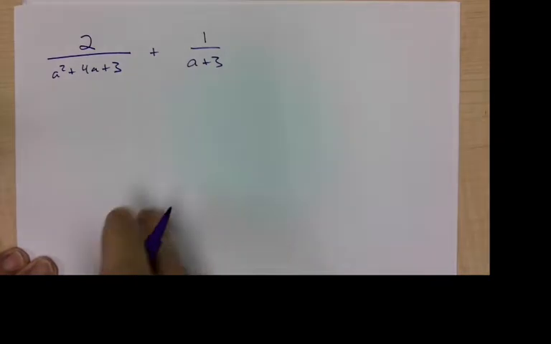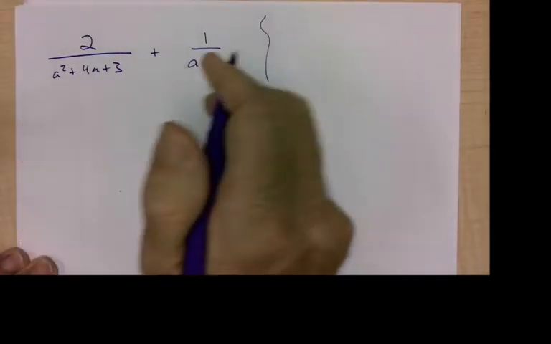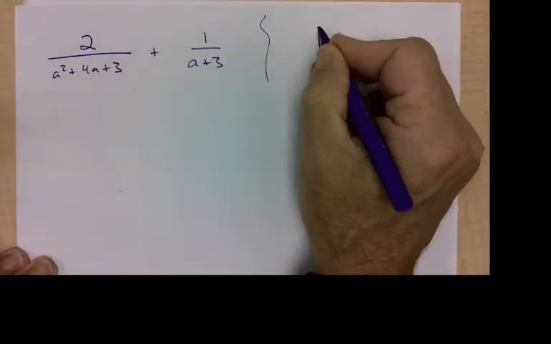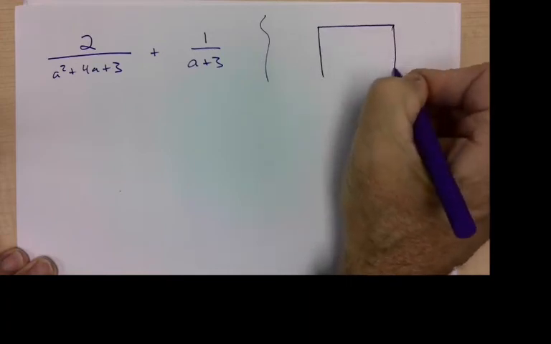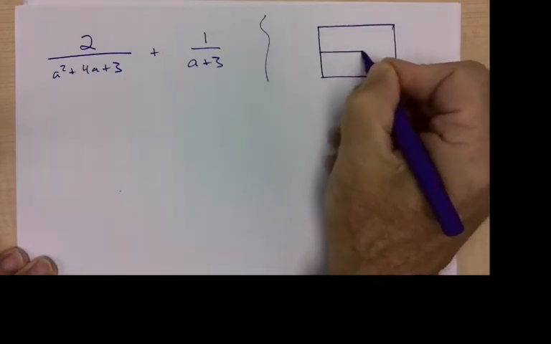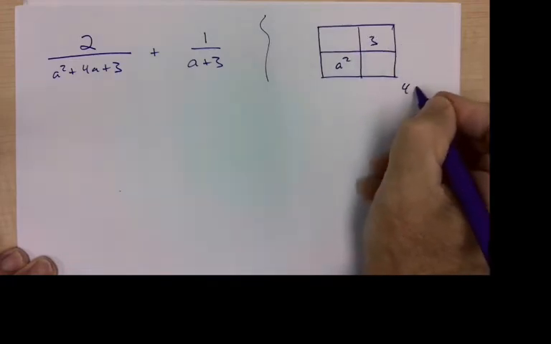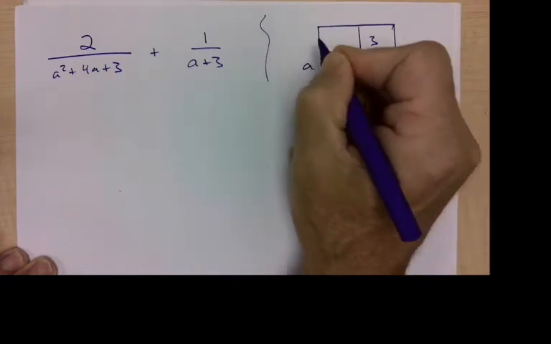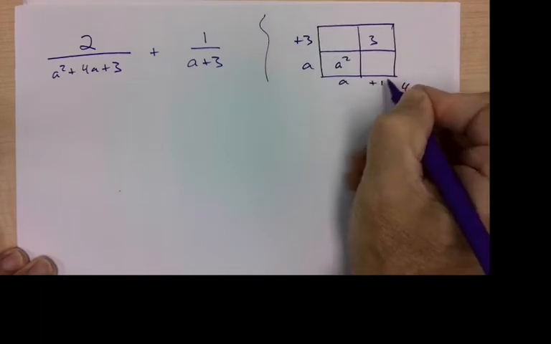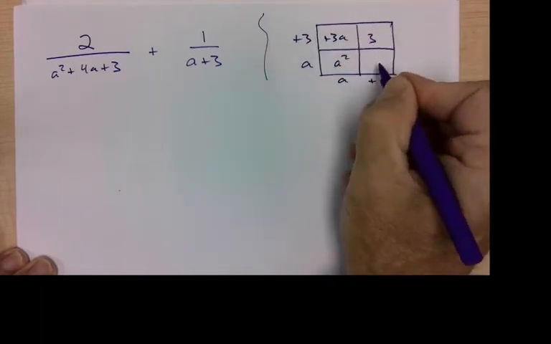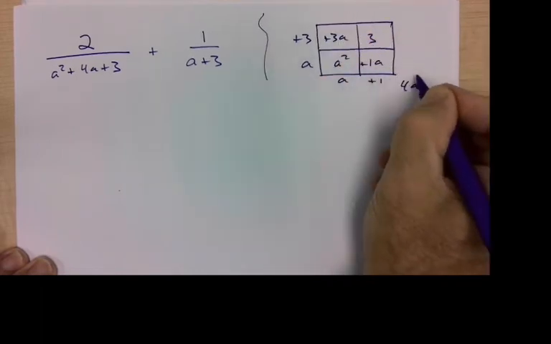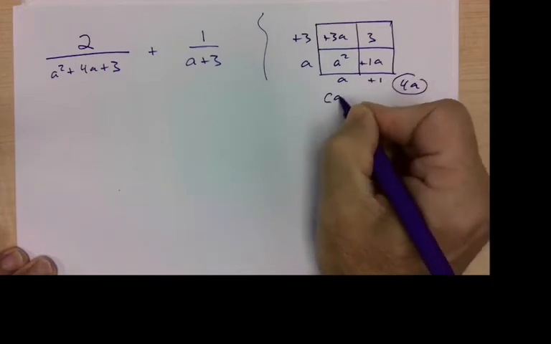Now we will write this vertically, but I'm going to need to factor a squared plus 4a plus 3. So let me do that first. A squared here, 3 here, 4a there. So (a plus 3)(a plus 1), since 3a plus 1a is 4a.